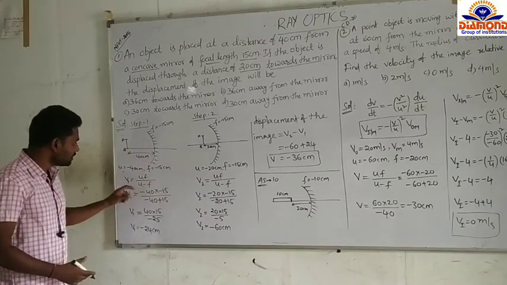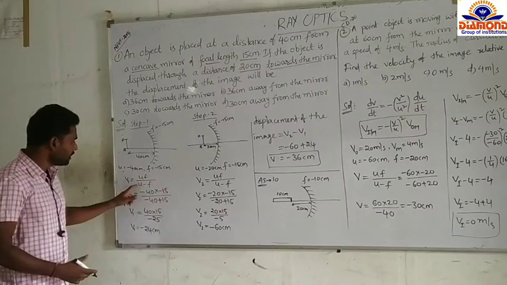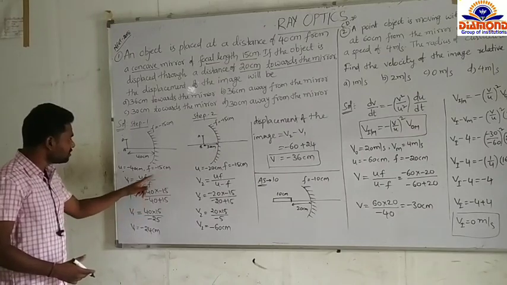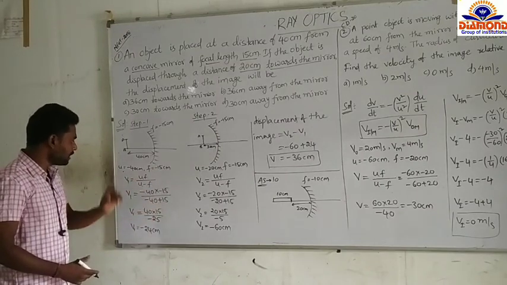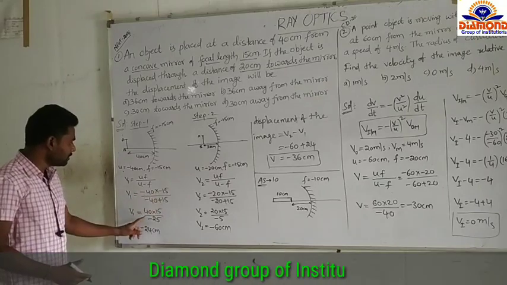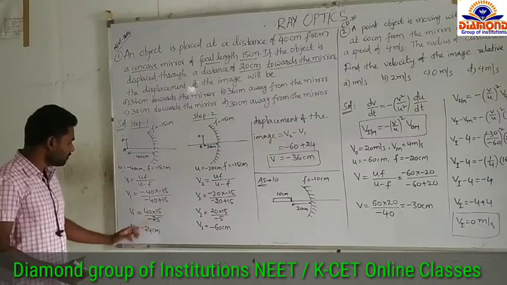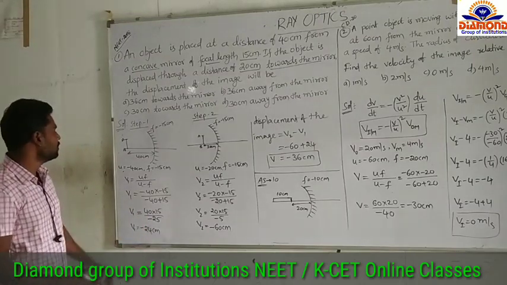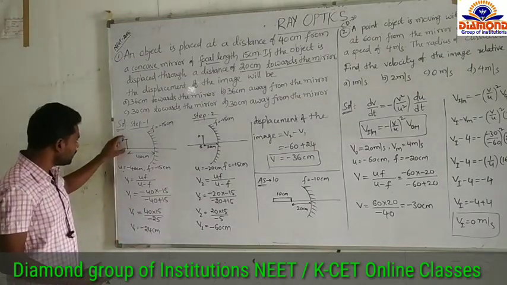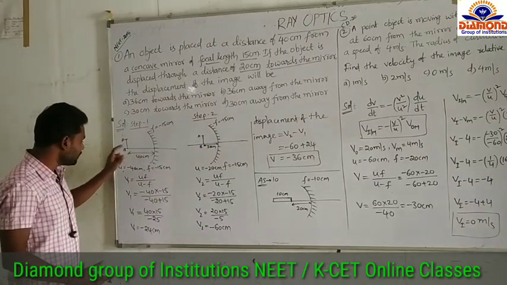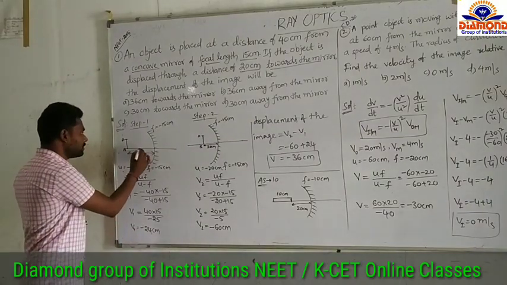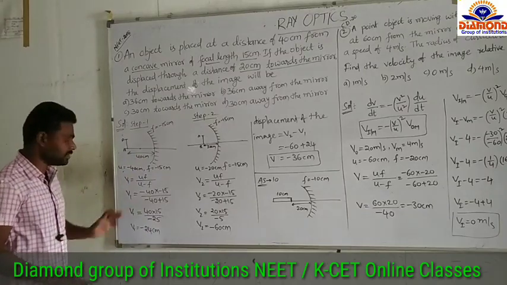The u value is minus 40 and the f value is minus 15. Minus into minus gives plus, 40 into 15 by minus 40 plus 15, which is minus 25. Simplifying, I am getting minus 24 centimeter. So when the object is at 40 centimeter from the mirror, it forms the image at minus 24 centimeter.